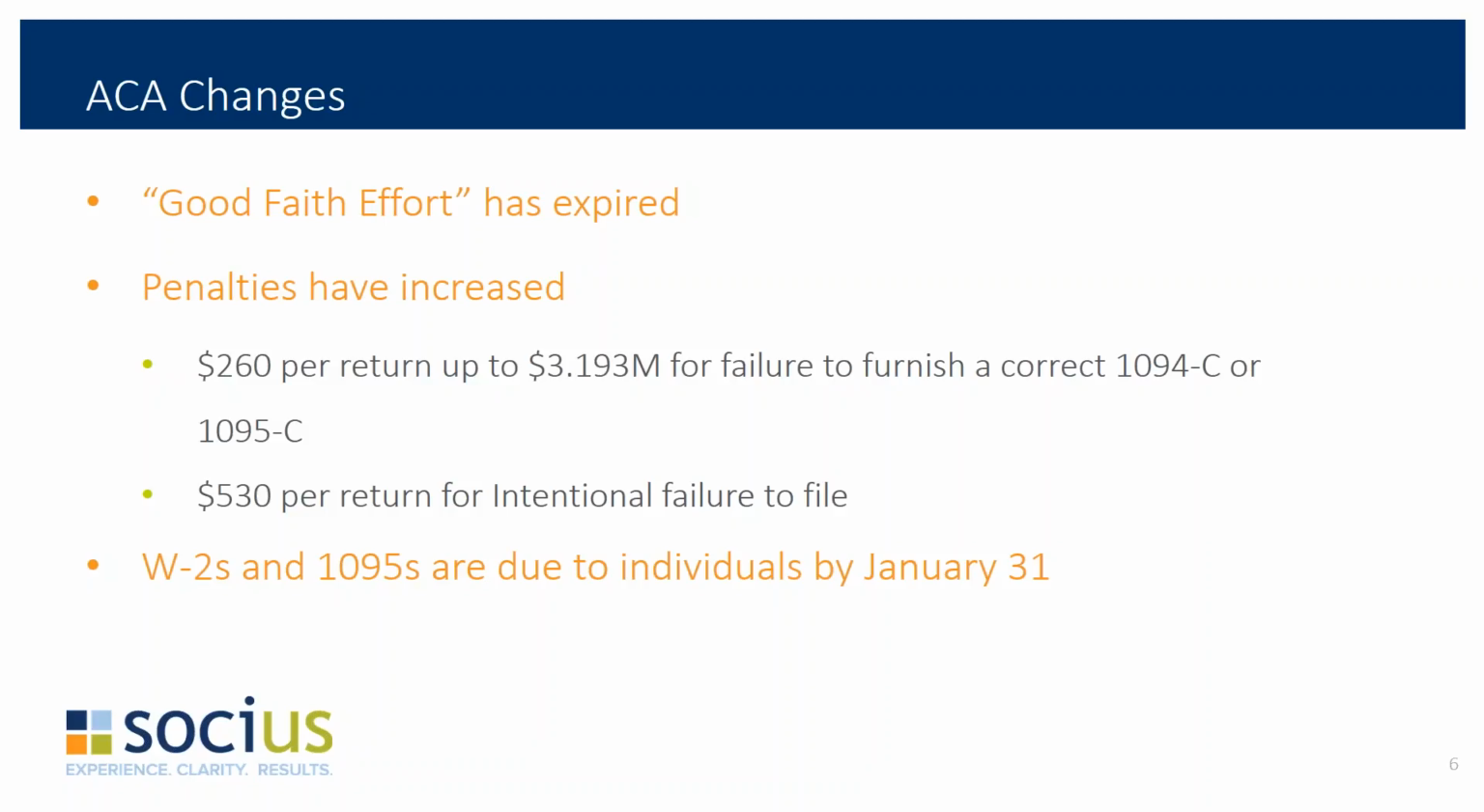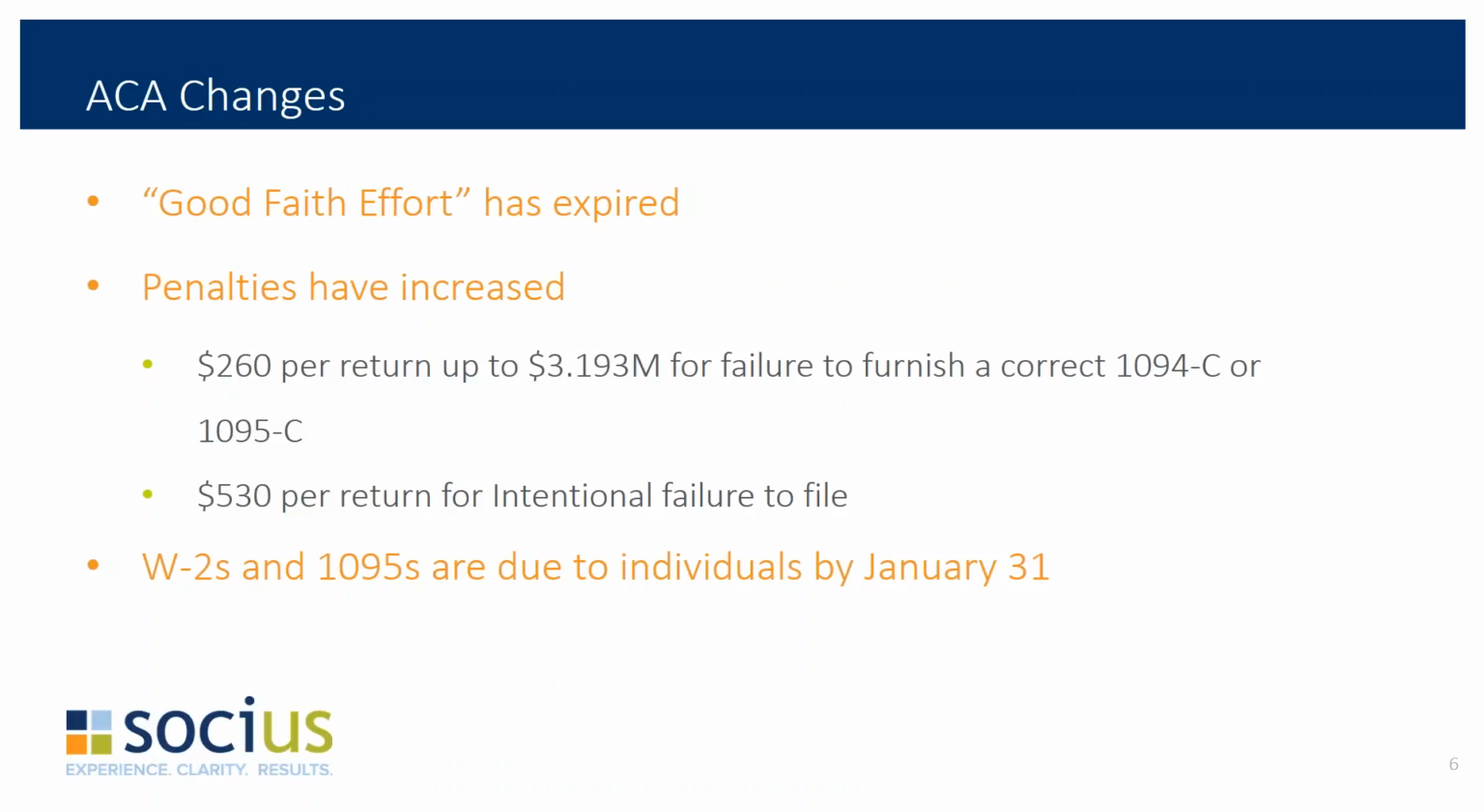And one of the changes from last year, if you do remember, the federal government did give a little bit of a reprieve towards the end of the year and pushed back filing for 1094s and 1095s. That is not the case for this year. W-2s and 1095s are all due to the individuals by January 31st.